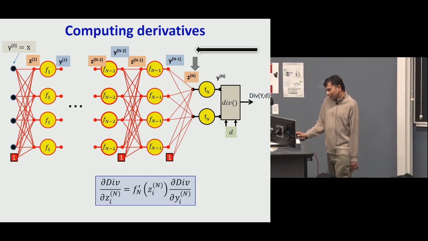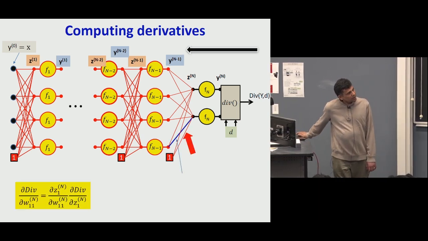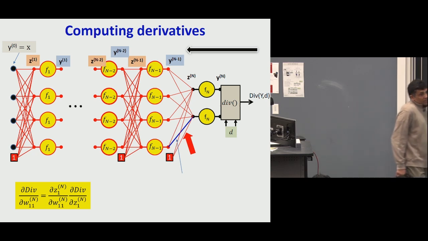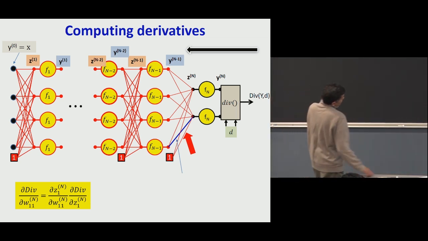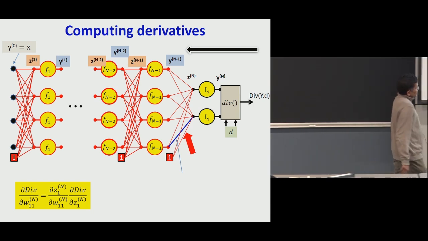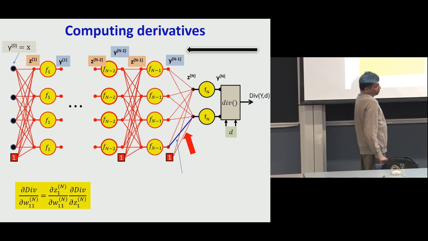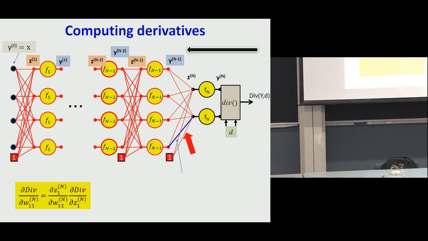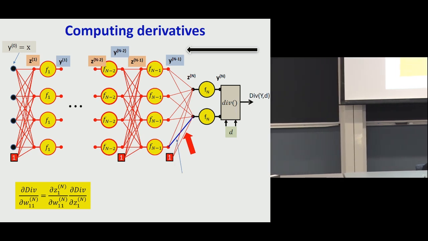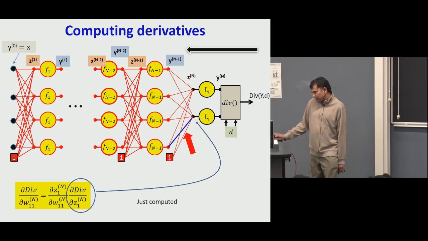Then I can take a step back, and now I want to compute the derivative of the divergence with respect to the weights, because this is what I want in order to actually perform my gradient descent, right? Now what is the derivative of the divergence with respect to the weight? That's going to be, using the chain rule, the derivative of the divergence with respect to the affine combination z times the derivative of z with respect to the weight. And this first term has already been computed because as you work your way backwards.